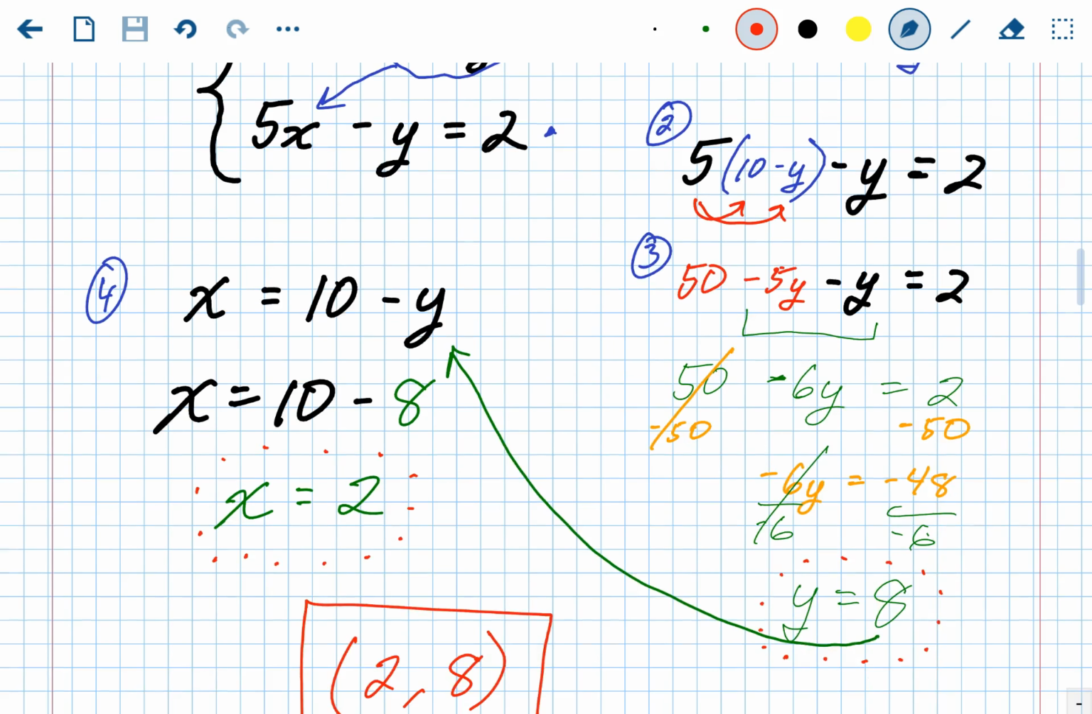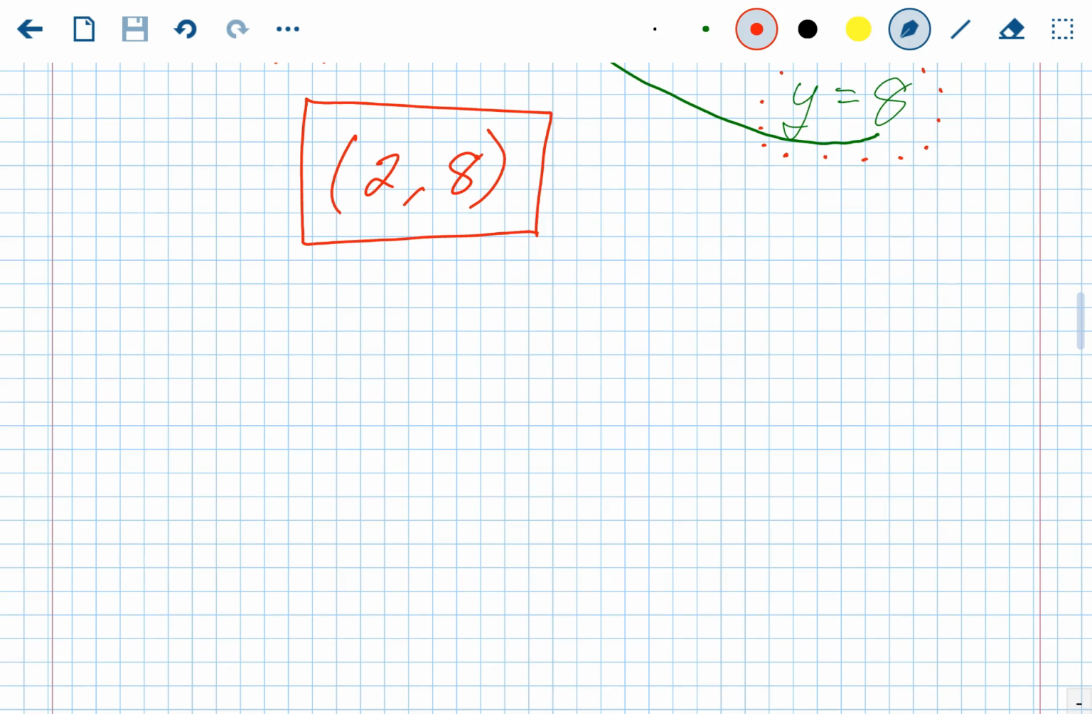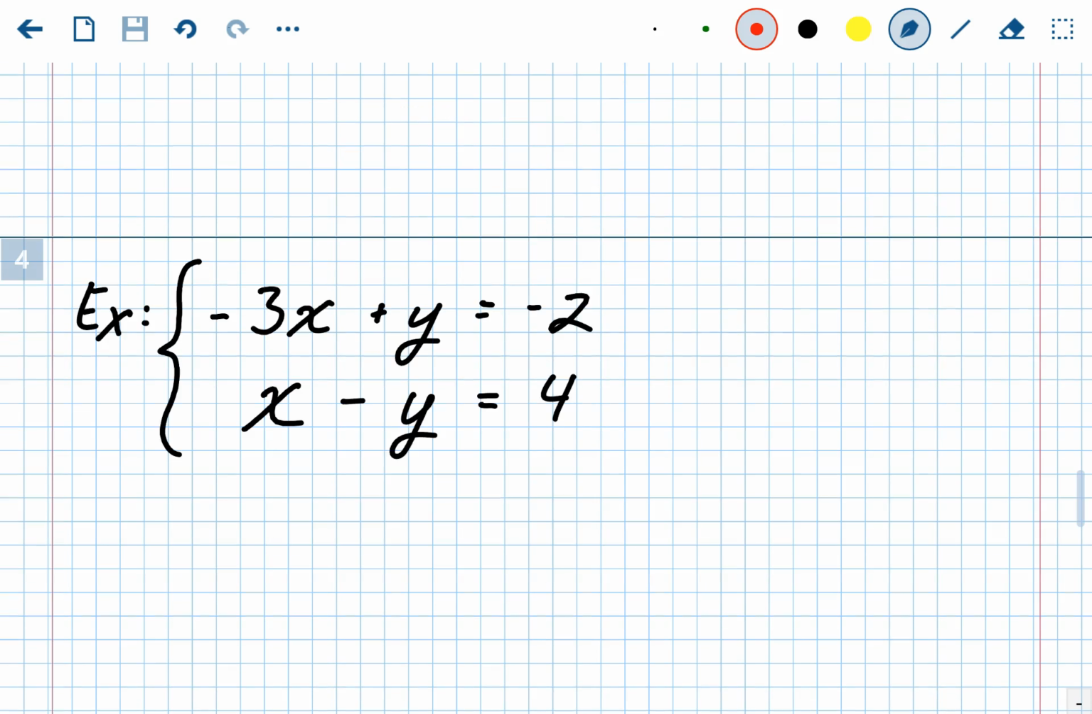Well, you could still use substitution even if one of your equations isn't isolated. So let's look at an example like that. Okay, so in this example we got top equation negative 3x plus y equals negative 2. Bottom equation x minus y equals 4. Okay. Well, none of those variables are isolated. So we have to do step 1. In the first problem we didn't have to do step 1 because there's already an x equals. This one doesn't have that. Okay. So we have to pick one of these variables to isolate it.